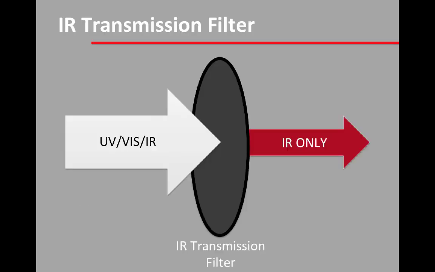Okay, so the third optical parameter was the spectral transmission of the filter. And this is the concept we're trying to achieve with infrared. So we have our light source, which contains ultraviolet, visible light, and infrared. And what we want to do is use the infrared only. So we need an infrared transmission filter. It transmits infrared, but absorbs or reflects all the other radiation and light. So it reflects UV, and it reflects or absorbs the visible light and only transmits infrared, so that we only get an infrared image.